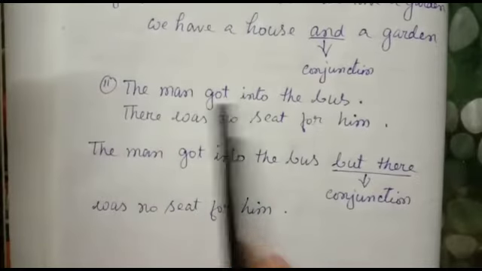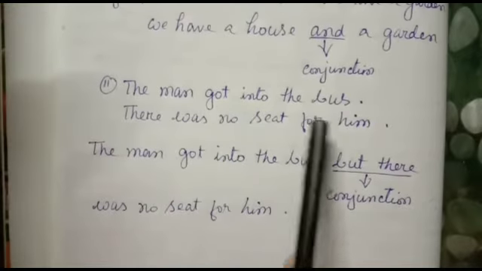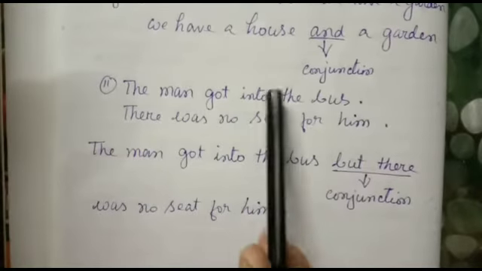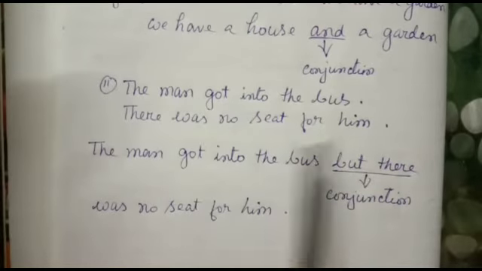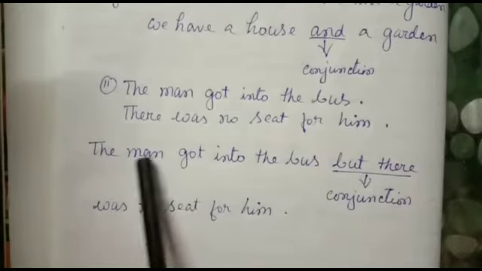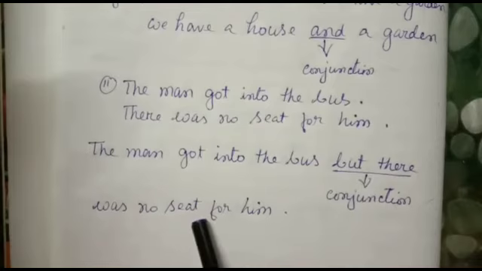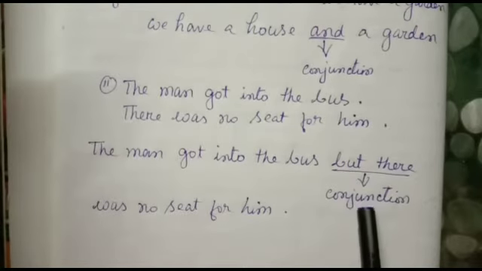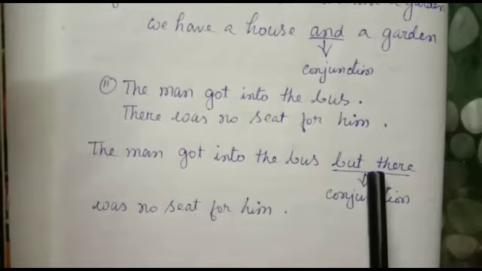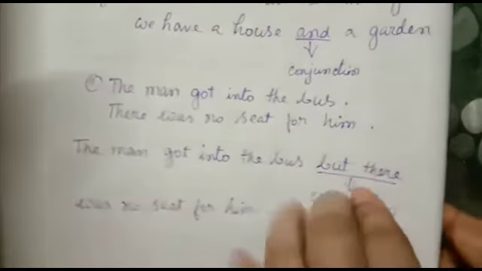Okay. Next example you see, the man got into the bus. This is one sentence, the man got into the bus. Next sentence you see, there was no seat for him. Okay, here two sentences given. To make the sentence combined, we have to use here, you see, but there. The man got into the bus, but there was no seat for him. You see here, but there is what? Conjunction. We use but there to combine two sentences together. Okay, have you understand what is conjunction?